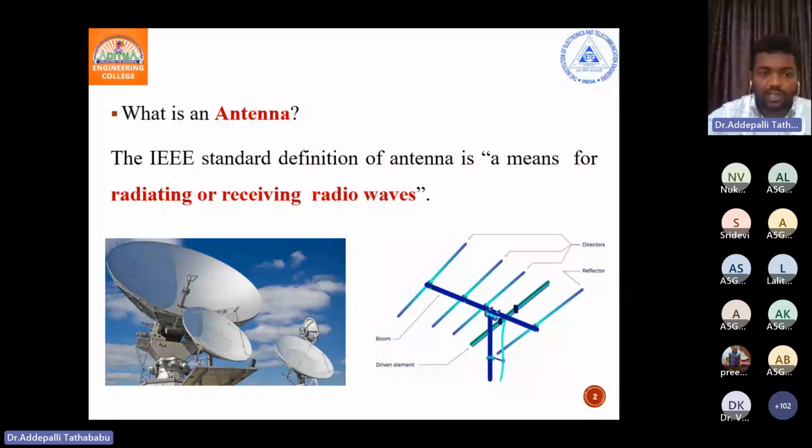Generally, nowadays we see so many antennas: microstrip patch antennas, sectoral antennas, antennas of different shapes, and lens antennas. These are all antennas. They all radiate electromagnetic waves and receive radio waves.